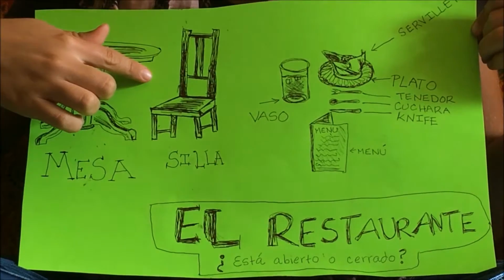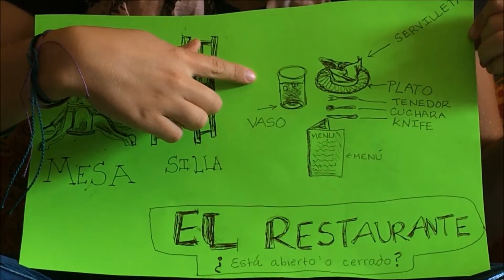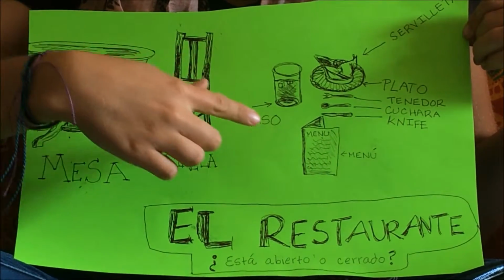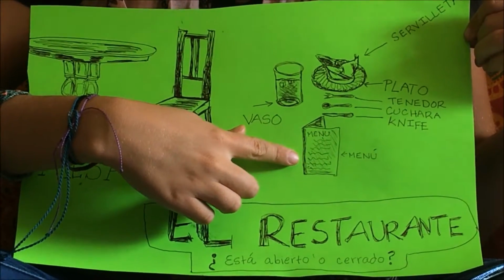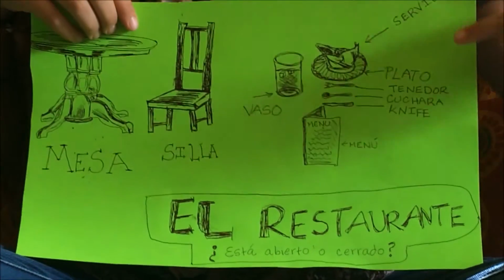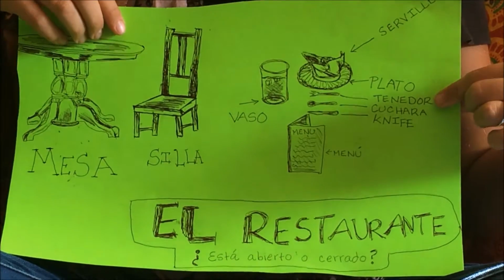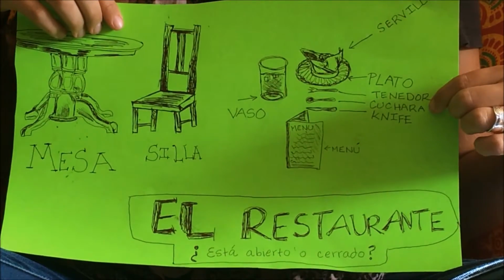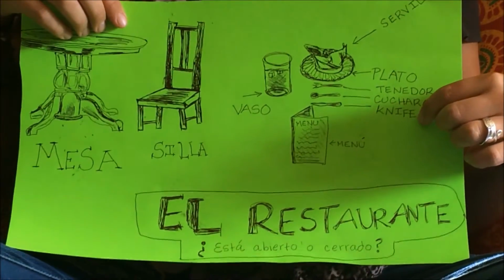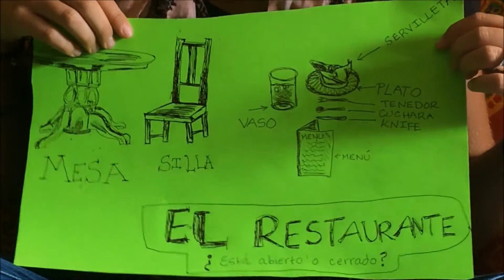Alright, and then the parts you're most likely going to encounter include la mesa, the table, la silla, the chair, vaso for glass, so if you're asking for a refill, you'll say otro vaso, I need another glass of this. Menú for menu, servilleta for napkin, plato for plate, tenedor for fork, cuchara for spoon, and cuchillo for knife. And this is the essential vocabulary that you're going to be working with.